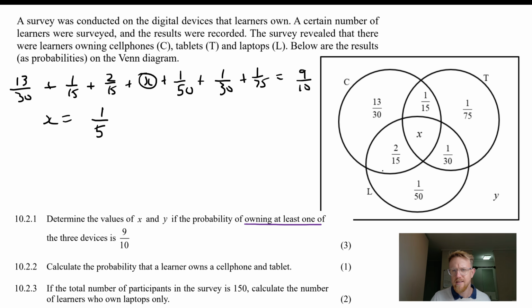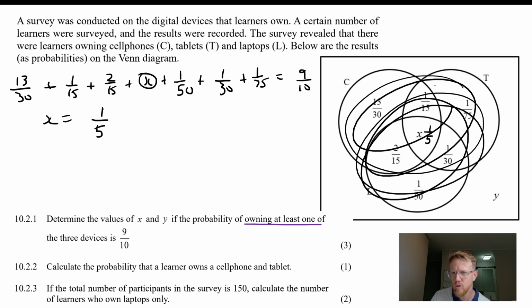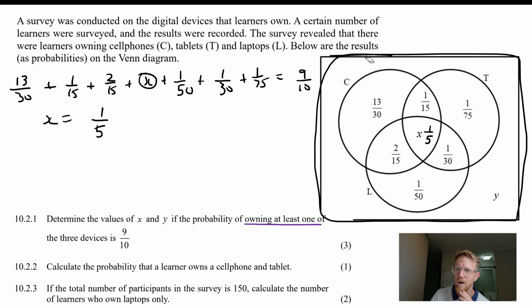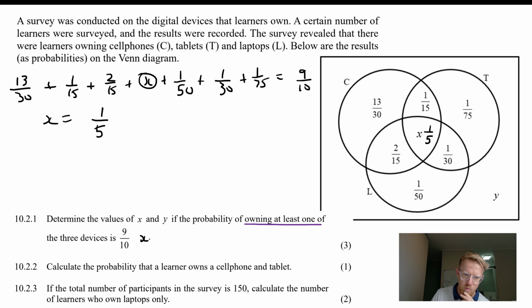Okay, so x is going to be 1/5. So we've got that. And then to find y, because we need to get y as well, remember they've told us that all of these things in the circle adds up to 9/10. So we know that all probability, so everything inside this square, should add up to 1. So we can then just say that we found x as 1/5, and then y is going to be 1 minus all of this, which we already know is 9/10. And that's going to mean that y is equal to 1/10.